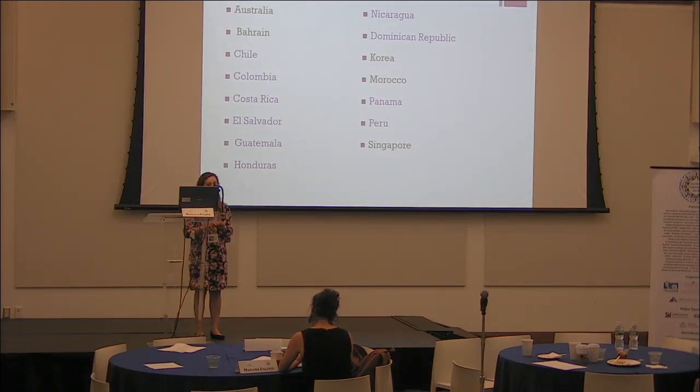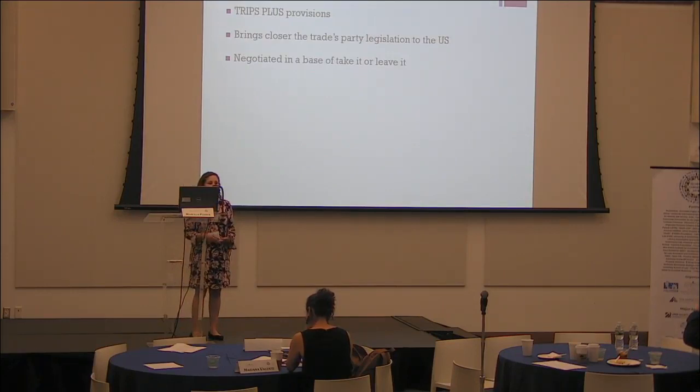Most of the trade parties of the US were developing countries. And actually, if you see this list of the trade parties of the US, most of them are Latin American and Caribbean countries, which are the purple ones. So this FTA chapter had some characteristics. First, it included some TRIPS-plus provisions. Second, the US was looking towards bringing the trade party legislation closer to the US legislation, and it was negotiated on a take it or leave it basis.